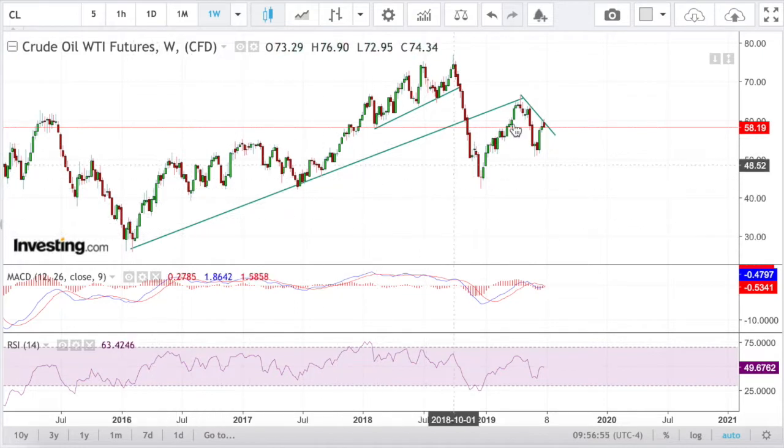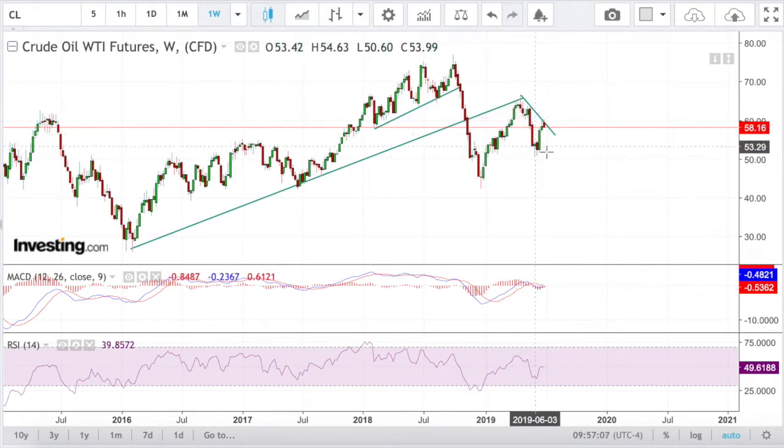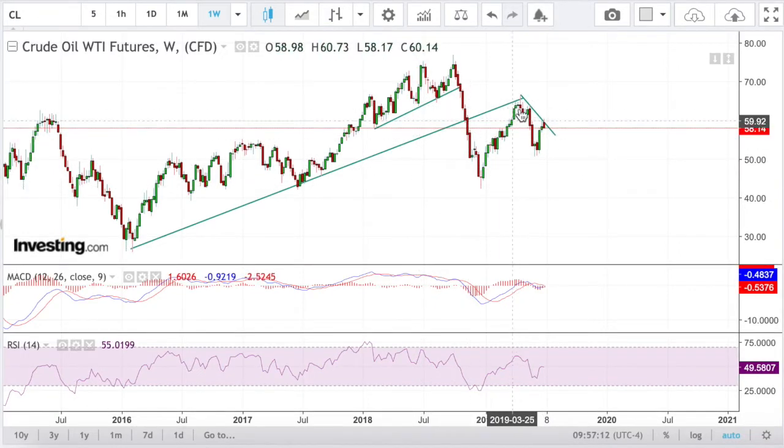So this is where my crude oil short thesis comes from. We have a classic break of trend line, a back test, and now we have the follow through after the back test. And what typically happens when you have a follow through of the back test is it tends to go lower than how it originally broke, and that would take us definitely all the way down to the $40 level.